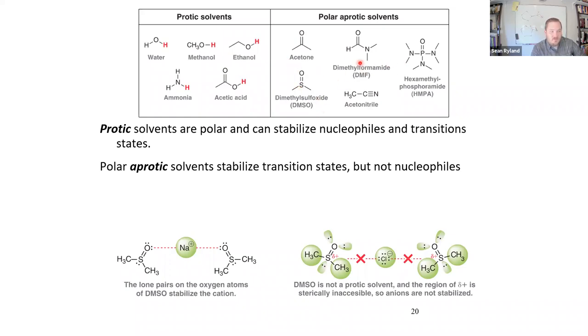So a lot of times we'll wind up using these as our solvents as a way to make sure that we keep the right molecule as our nucleophile.